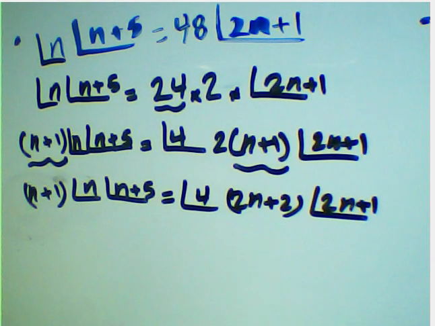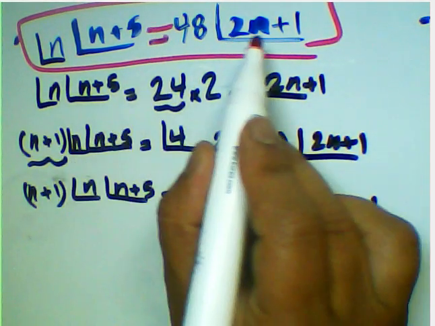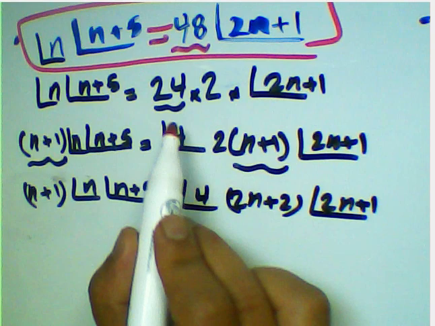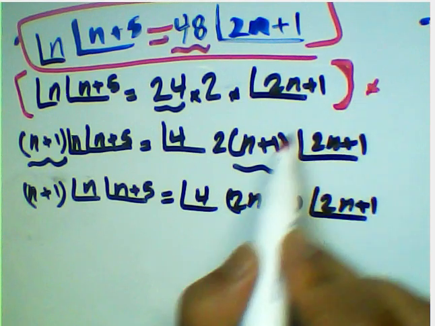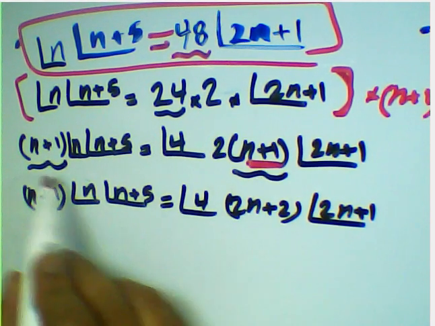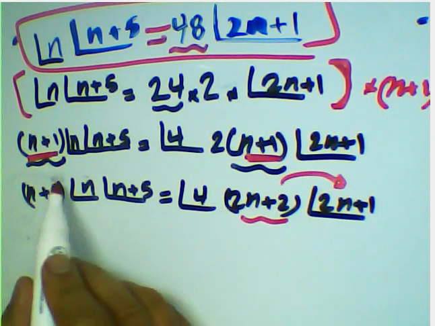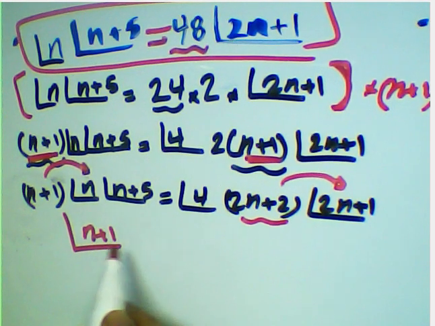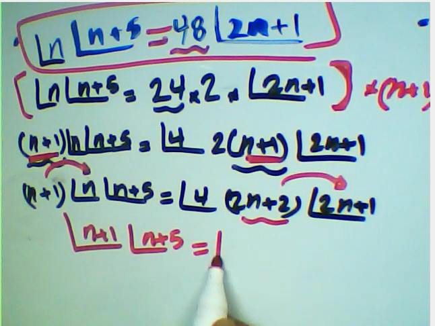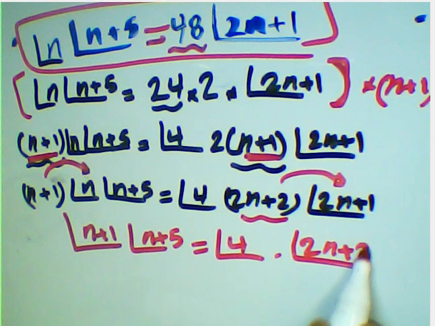Look at here, we have this example, factorial n, multiplication factorial n plus 5 equal 48 multiplication by factorial 2n plus 1. We can write 48 equal 24 times 2, and multiplication by left hand side and right hand side by n plus 1 here. Okay, 2n plus 2 here, we can write it inside, and n plus 1 we can write this inside factorial here, right? N plus 5 multiplication n plus 5 equal multiplication factorial 4 times here factorial 2n plus 2.